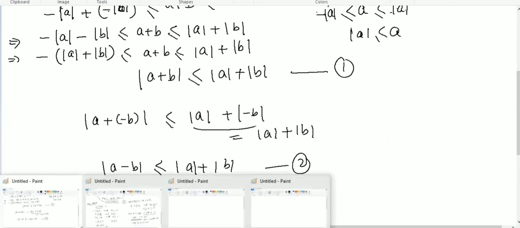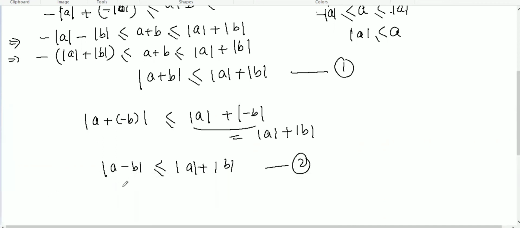Now combine these two inequalities 1 and 2 to get absolute value of A plus or minus B, which will be less than equal to absolute value of A plus absolute value of B, which completes the proof of the triangle inequality.